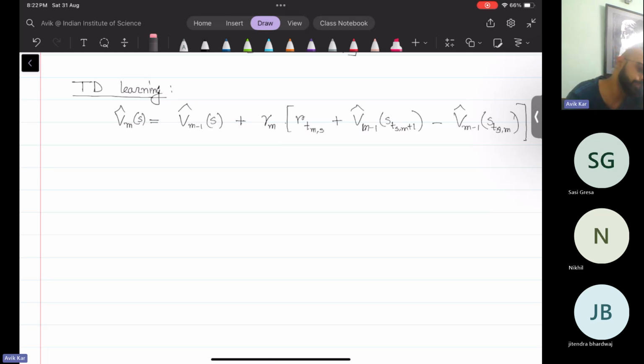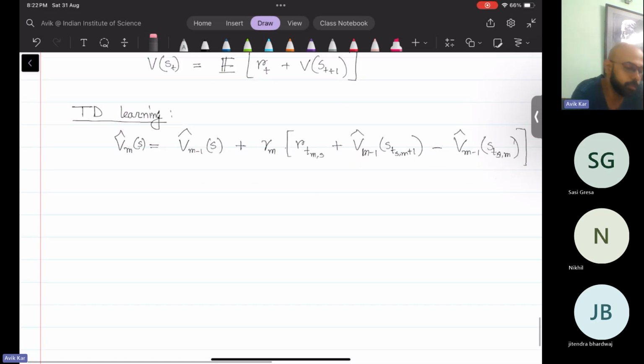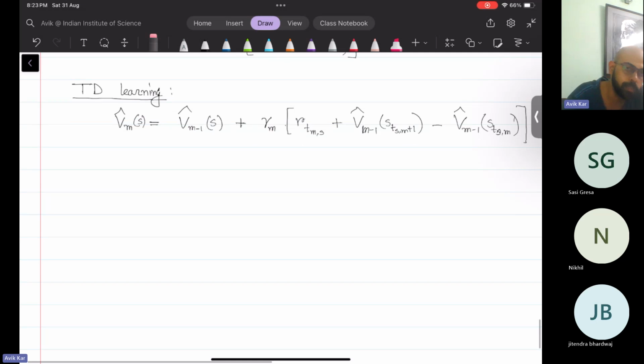Okay, so this is what Monte Carlo and TD learning are. But can we write a generalized version, where we introduce some parameter so that for one extreme value of the parameter, the algorithm will be TD learning, and for the other extreme value, the algorithm will be the Monte Carlo method? That's what is called TD lambda. We call this the TD lambda algorithm.